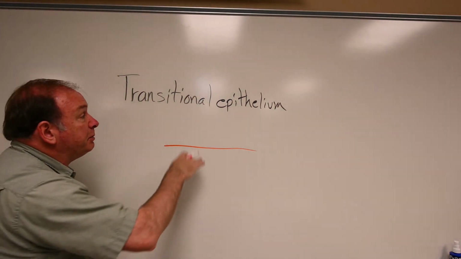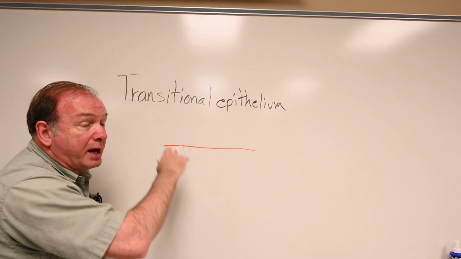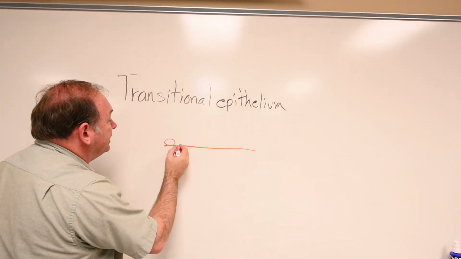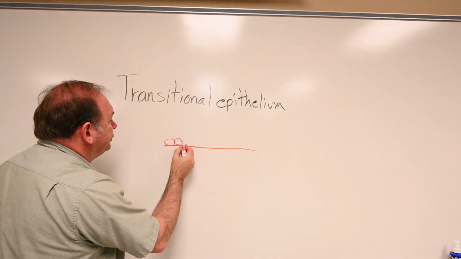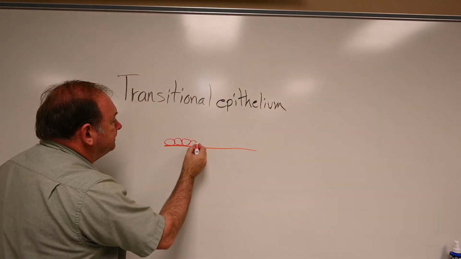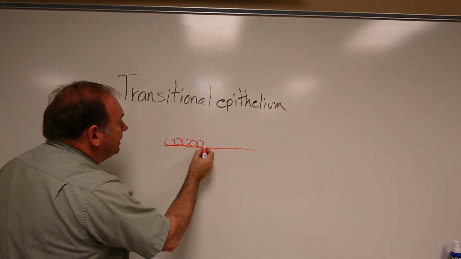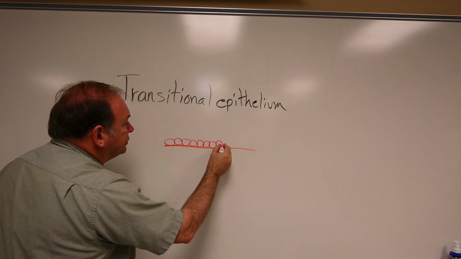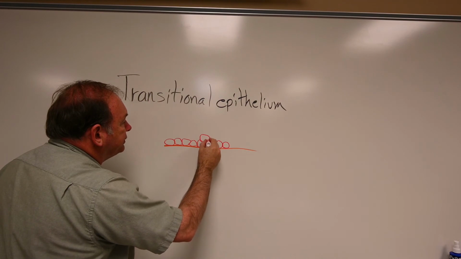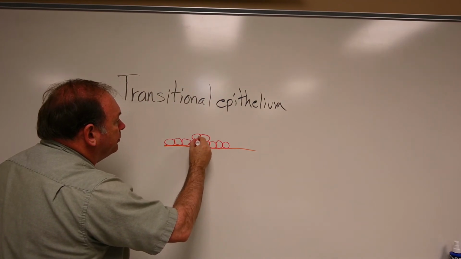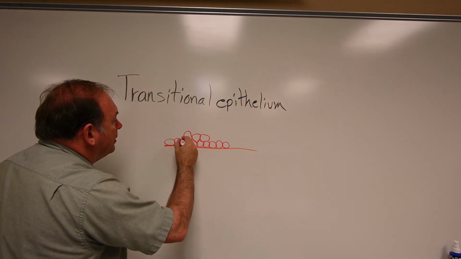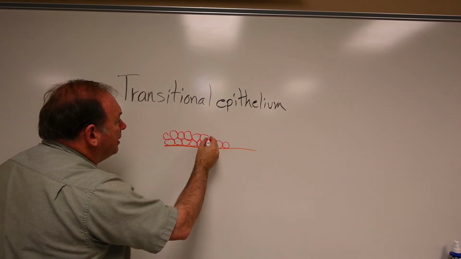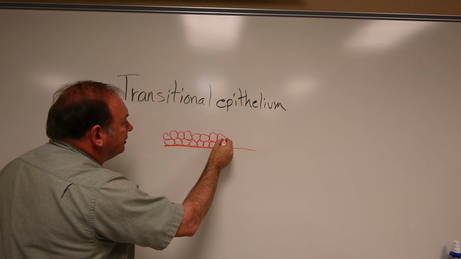Cells rest on a basement membrane. Transitional is stratified. It has multiple layers of cells. It's not called stratified transitional, I guess, because there's not a simple transitional. You have a number of smaller cells down at the base of transitional epithelium. And then as you go up, the cells get a little bit bigger. They're all pretty much rounded cells.